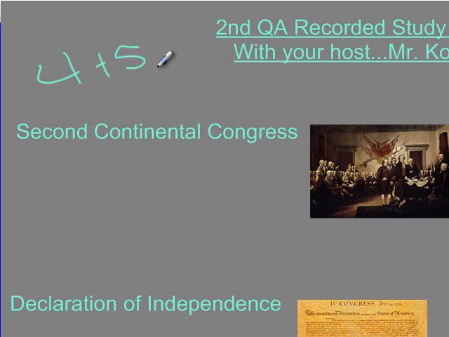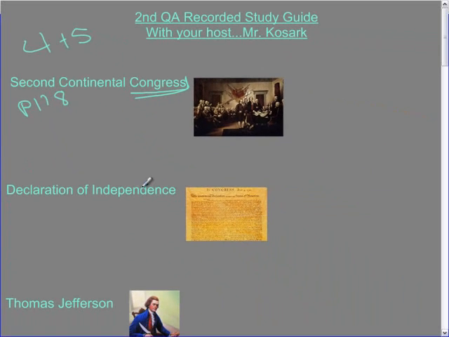So we'll start, like we always do, with the first thing on your study guide, which is the Second Continental Congress. I think that this is not here on your study guide. Congress, for some reason, did not get copied onto there, but that's alright, you get the idea. You can write it in. It is on page 178, the stuff that we'll be looking at.